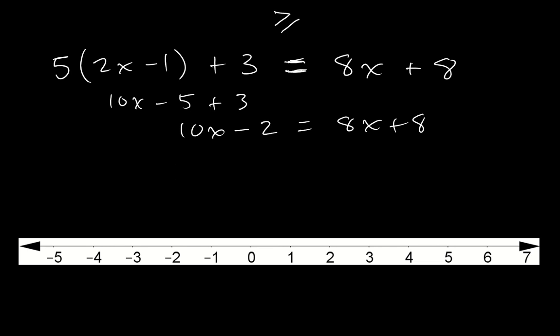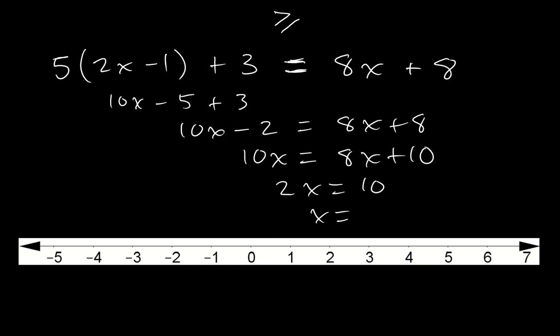So this left-hand side, rather, is going to become just simply 10x. The other side is going to become 8x plus 10. Yeah, that was me adding 2 to both sides. And now I'm going to take away 8 x's from each side, so that's going to become 2x is 10. Therefore, x is the number 5.